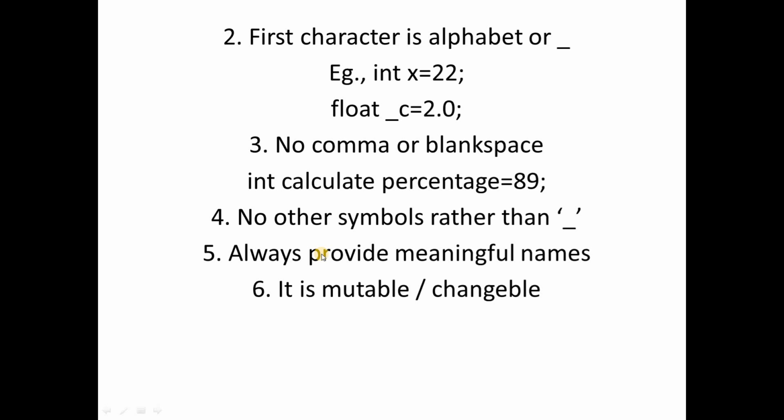If you want to calculate a percentage and store that value in a variable, then provide the variable name as percentage. If you want to add two numbers, then provide the variable name as sum. This type of meaningful names you have to provide. Then the sixth rule, which is not really a rule, it is information about your variable: all variables are mutable or changeable. What is meant by variable? A variable just stores some data or value in a particular memory location, and we give a name to that container or memory location, and that name is known as a variable. So all variables are mutable.